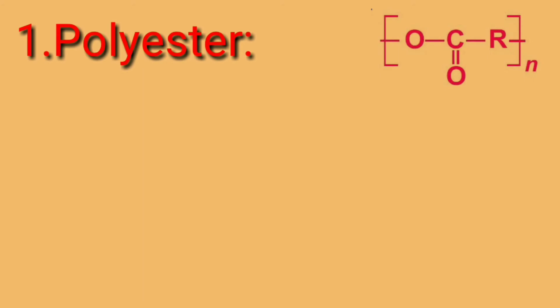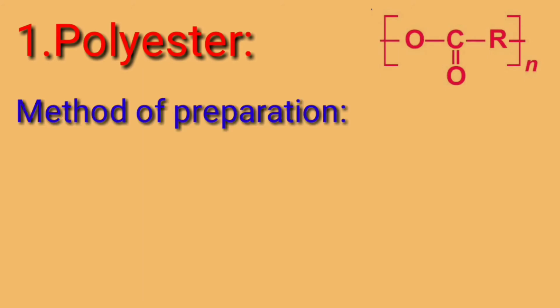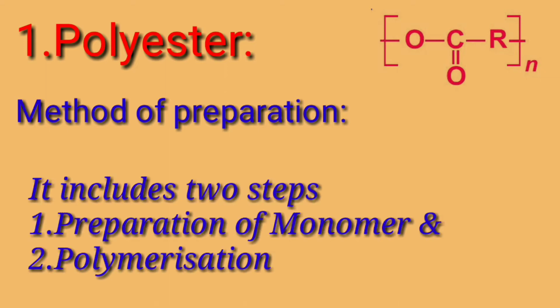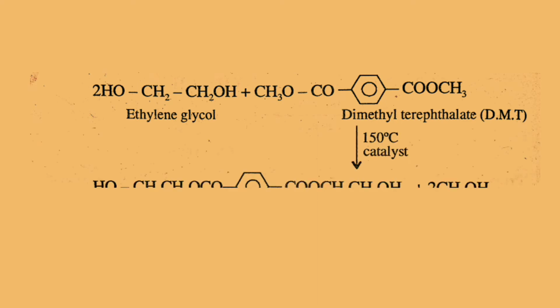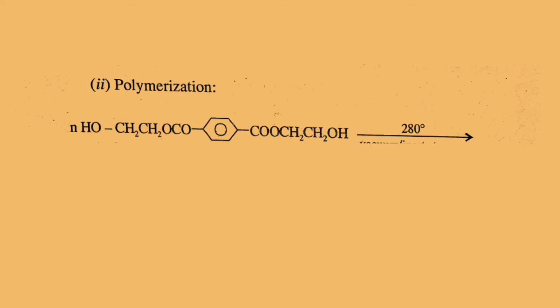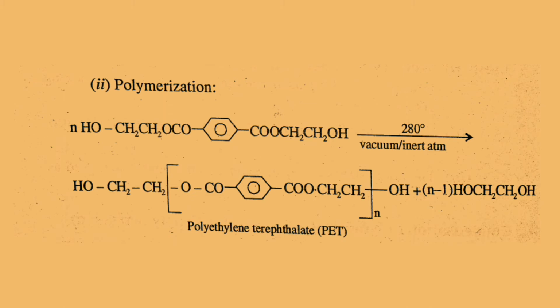So first is polyester. Let us see its method of preparation. It includes two-step preparation. In the first step, you get the formation of a monomer, and in the second step, the monomer undergoes polymerization to get the formation of the desired polyester. In the first step, the monomer is prepared by transesterification of ethylene glycol and dimethyl terephthalate, taken in 2:1 proportion. The second step is polymerization. The molecules of monomer undergo polymerization at 280 degrees centigrade in vacuum and an inert atmosphere of nitrogen to give terylene.